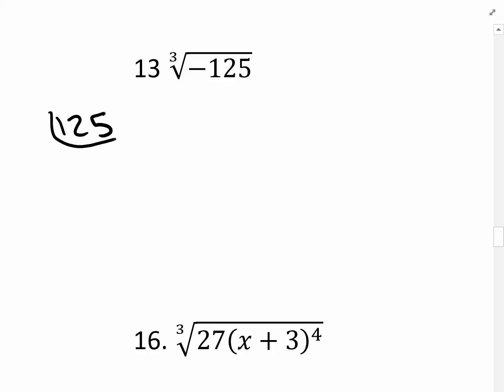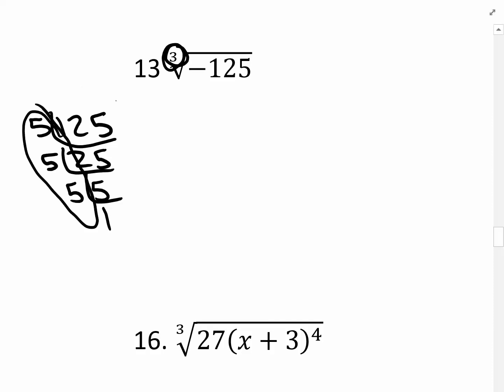125 divided by 5 is 25. Divided by 5 is 5. Divided by 5 is 1. Because there's a 3 in the corner, I need to have a group of 3 of something. I'm in luck. 1 5 gets out. Now you have to figure out, is it going to be a -5 or a 5i?